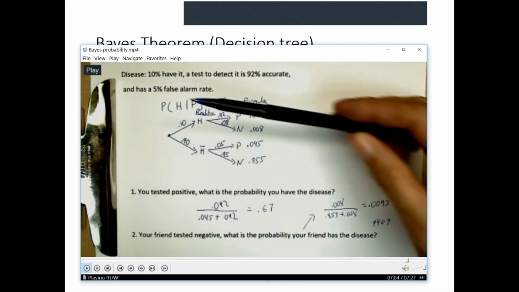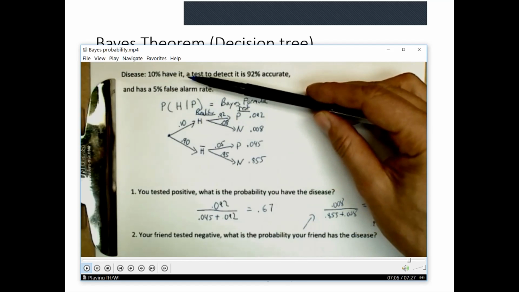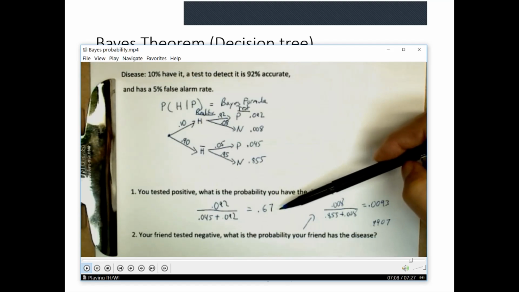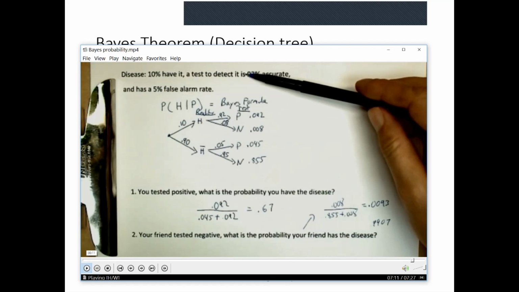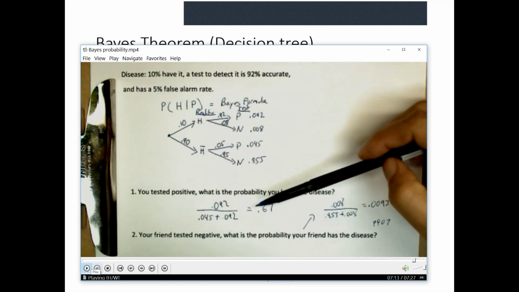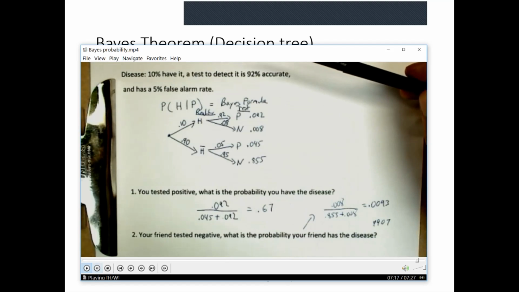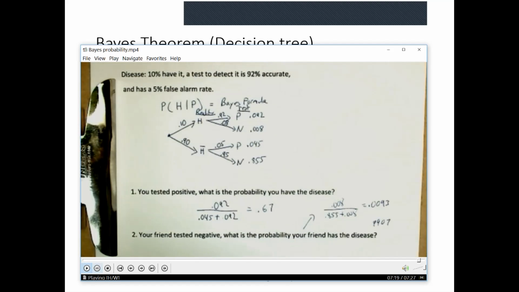If you tested positive, you went from a 10% probability of having it before you took the test up to 67. So it's made it much more likely to have a disease, but not as likely as that number. Depending on the number, sometimes it can still be extremely unlikely to have a condition, even with a positive test. So I hope this has been instructive in how we can do practical Bayes calculations, and we don't really need the confusing Bayes formula. Right?